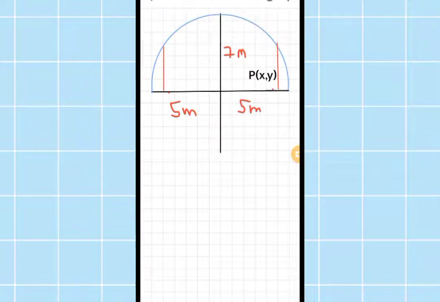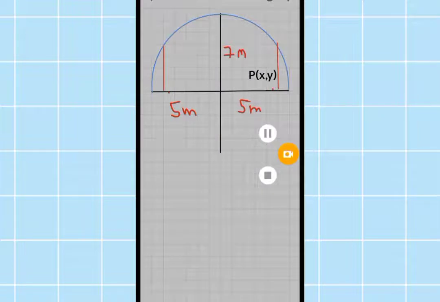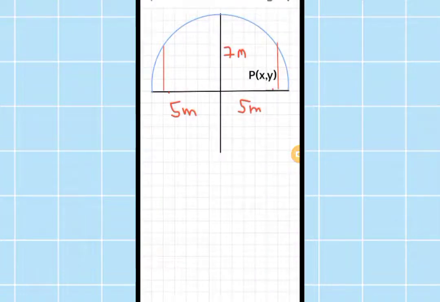I've already created the illustration and substituted all the given information: the radius of the semicircular tunnel is 7 meters, and the width of each lane of the road is 5 meters. So here's the radius, 7 meters. Here is the width of each lane: lane 1, lane 2, 5 meters, 5 meters.